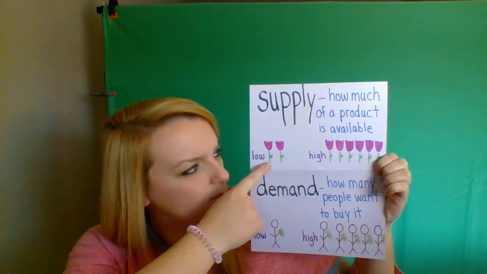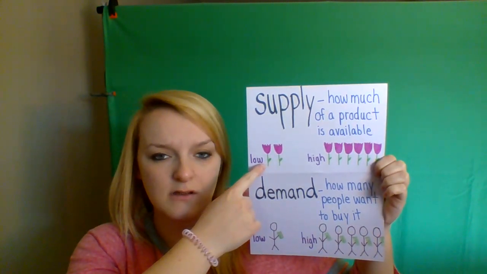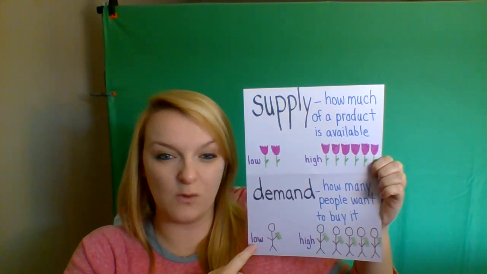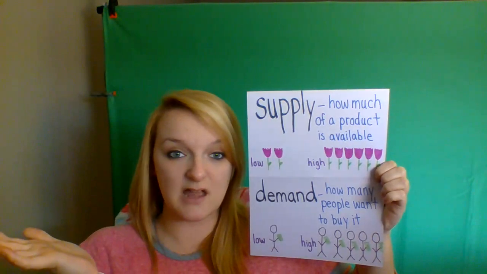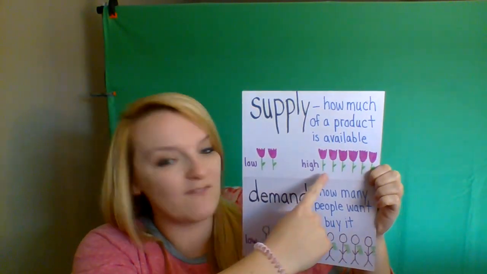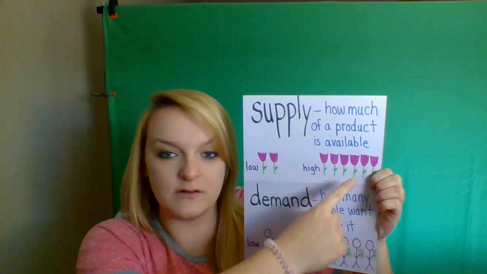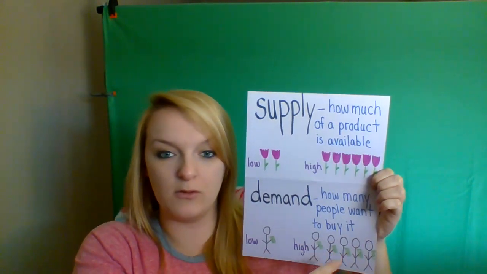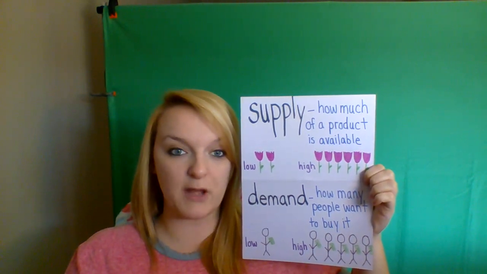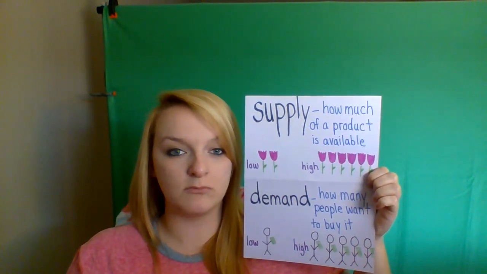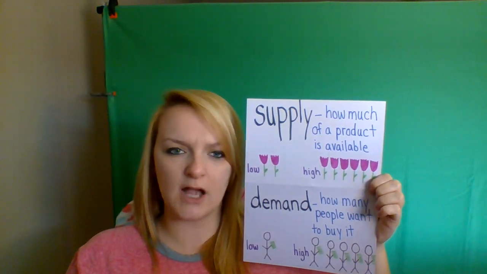If I have a low supply of flowers, but I also have a low demand, only one person wants to buy them, that's not a problem. That's okay. If I have a high supply of flowers and a high demand of people, that's okay too, because lots of people want to buy them, and I have lots of them available. Those are not really problems. Next we're going to talk about two words that describe problems when our supply and our demand don't match up. The first word is scarcity.